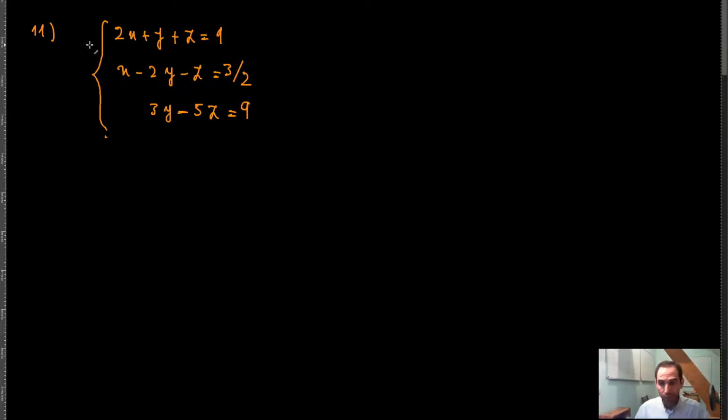Okay, so now continuing with question number 11. What we can do is create some matrices here. For example, A as 2, 1, 1, 1, -2, -1, 0, 3, -5.